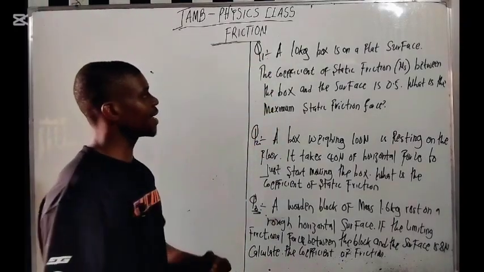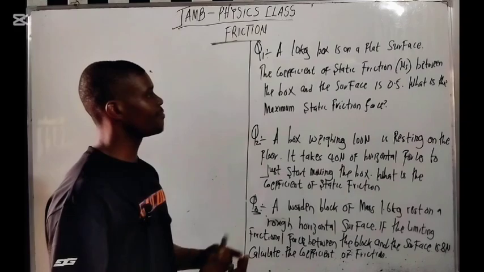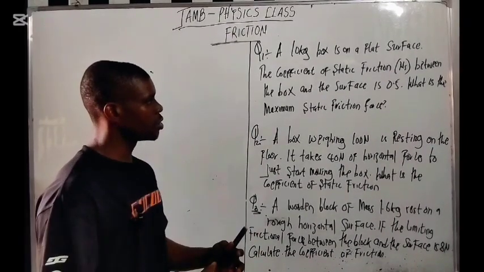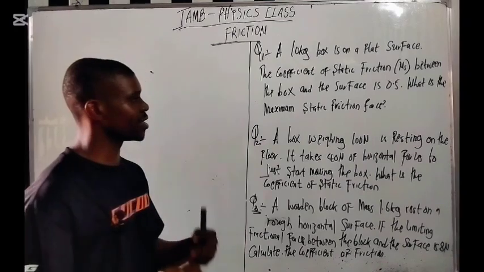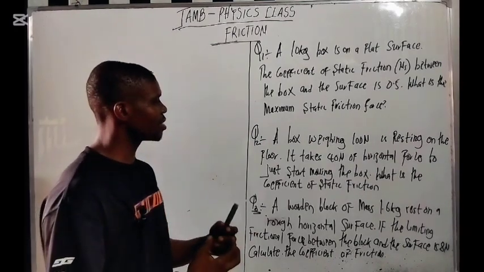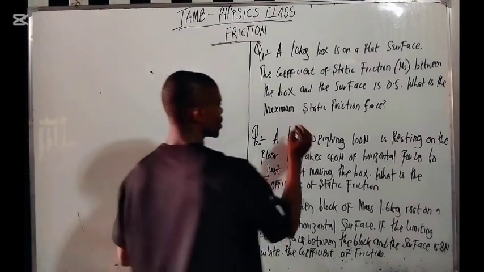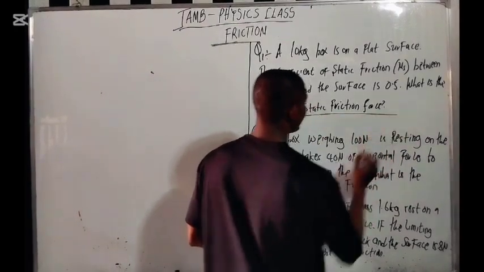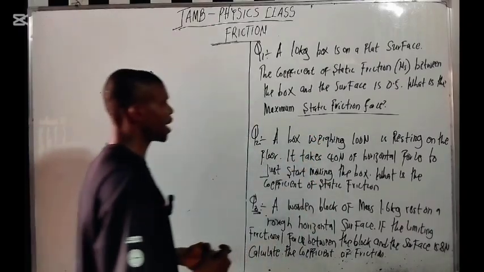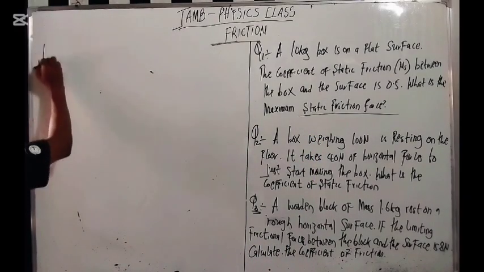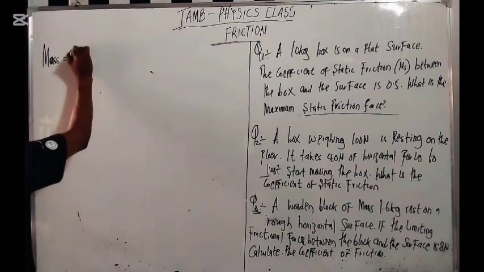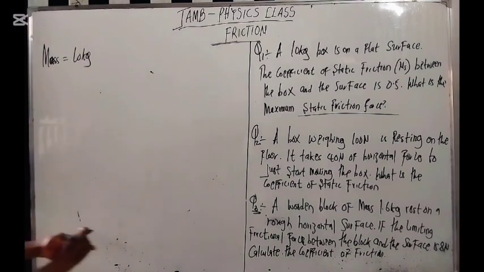A 10 kg bus is on a flat surface. The coefficient of static friction between the bus and the surface is 0.5. What is the maximum static frictional force? So they're asking for the static frictional force, the frictional force. That's what they're asking of, right? So the mass, very easy. Mass of the object is 10 kg, right?